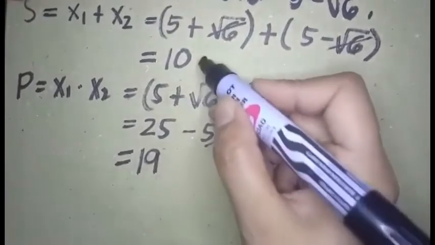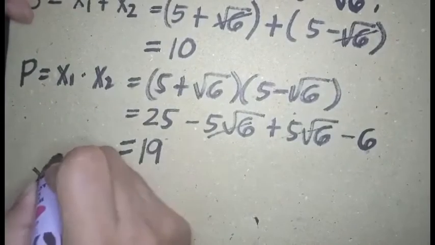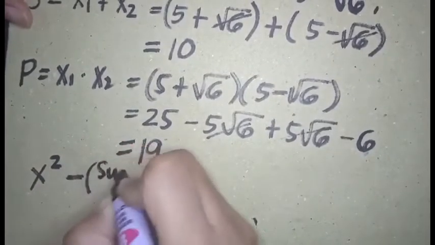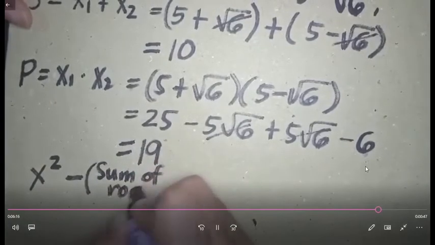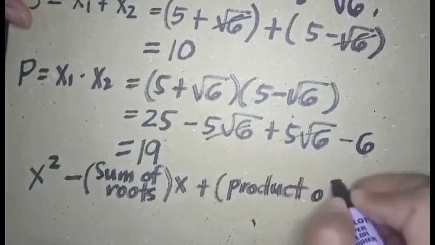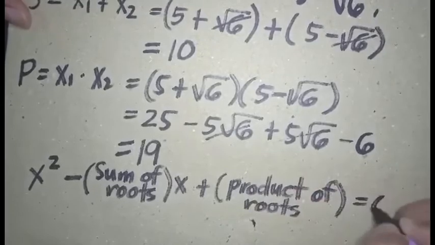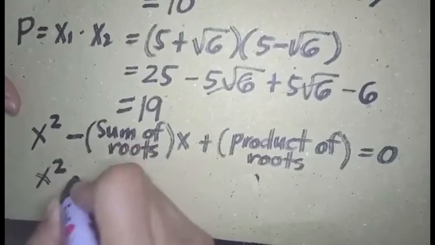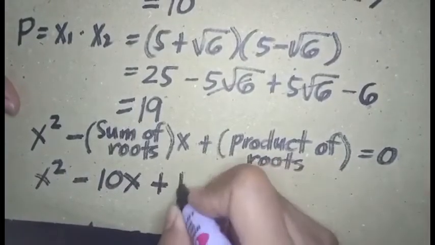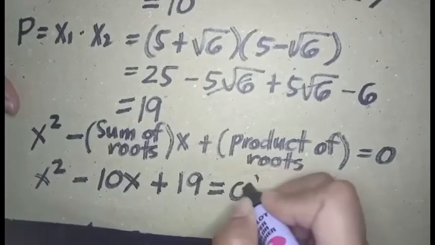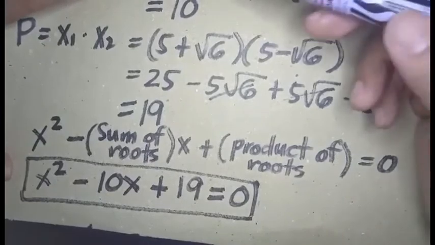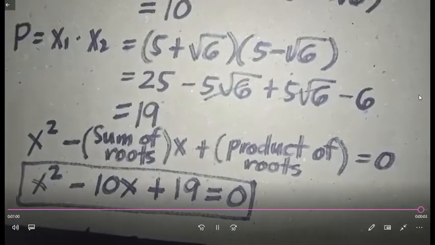So, therefore, since meron na tayong sum and product, we're now going to substitute it to our pattern. X squared minus the sum of the roots x, plus the product of the roots, is equal to 0. So, therefore, we have x squared minus the sum, which is 10, minus 10 times x. Okay? Plus the product, which is 19, is equal to 0. So, therefore, eto na yung quadratic equation natin, whose roots are 5 plus the square root of 6 and 5 minus the square root of 6.